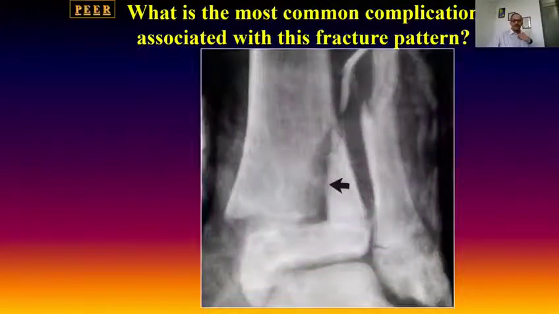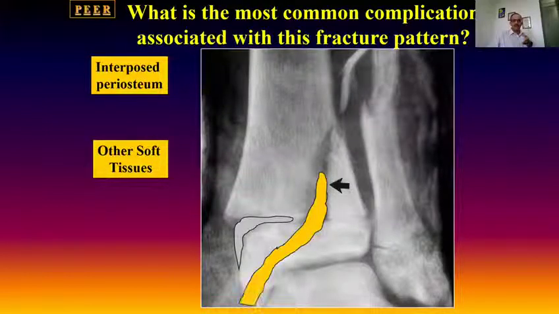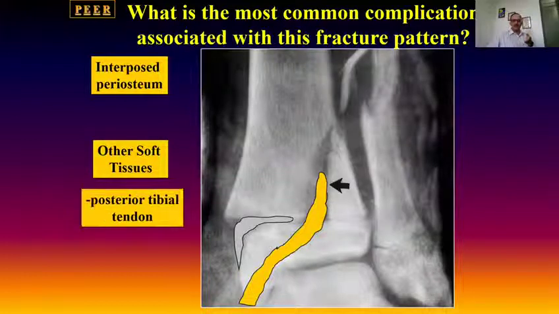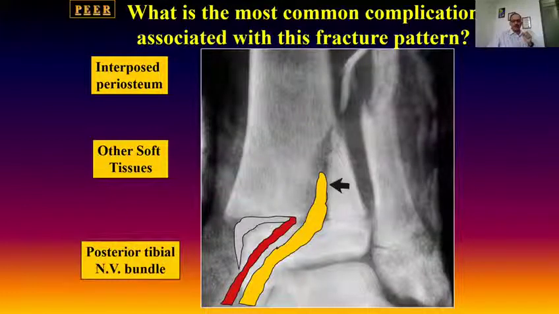What is the commonest complication? An imperfect reduction. And why does that happen? I mentioned earlier a periosteal flap. Is there something interposed? The commonest thing is a periosteal flap, and other soft tissues such as the neurovascular bundle and the tibialis posterior tendon can also get trapped in this particular type of injury. So if you get an imperfect reduction, there is something blocking it.